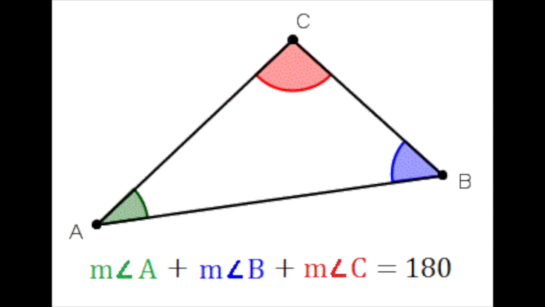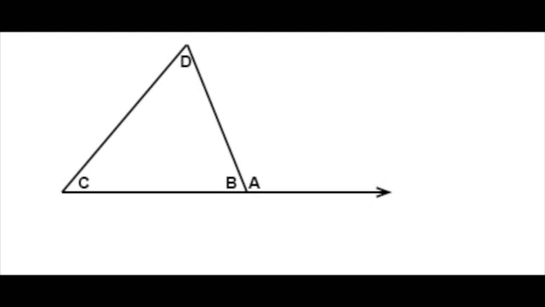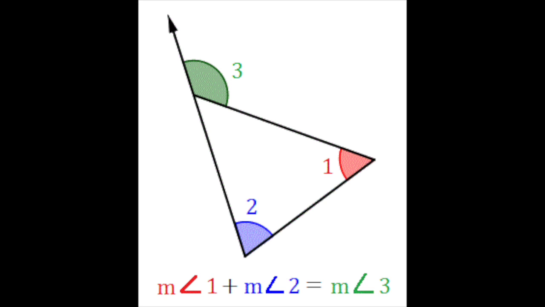The most important thing to know about a triangle is that all the angles inside of it add up to 180 degrees. When you see a triangle, think of the number 180. If you extend the side of a triangle, you will get what's called an exterior angle. An exterior angle can be useful because it is equal to the sum of the 2 non-adjacent angles. So in this picture, angle 1 plus angle 2 is equal to the measurement of angle 3.